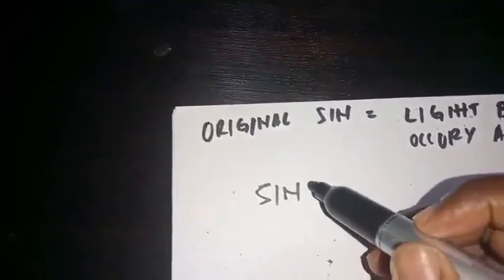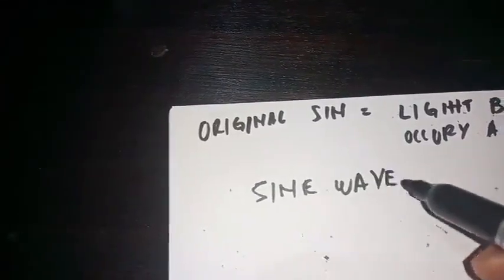The original sin is when a light body descends to occupy material flesh. This is the original sin, when a light body descends to occupy material flesh. So sin is like, in mathematics, you have a sine wave. Because this is the original.